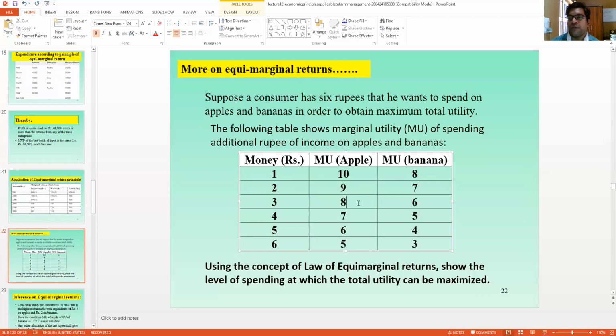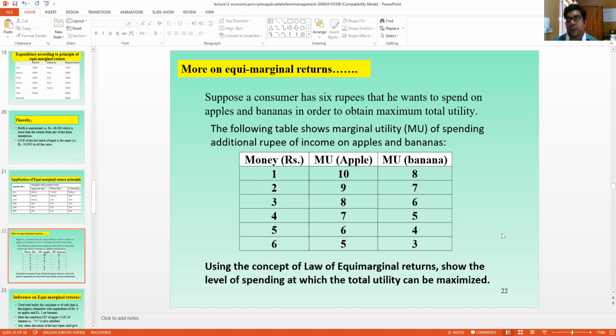Okay. Now, if the consumer wants to maximize his utility, if he is applying all to apple, or if he is applying all to banana, he won't be getting maximum utility. So he has to use the principle of equi-marginal returns so that he can maximize utility. So the first can be given to apple, 10 utils, so 10. Second again can be given to apple, 9, so 10 plus 9. Third can be given to apple, so 10 plus 9 plus 8.